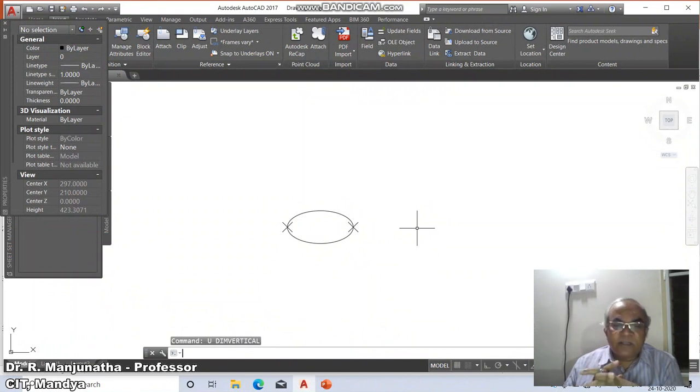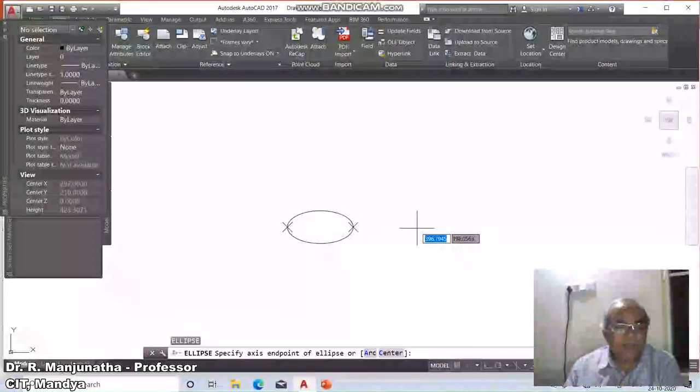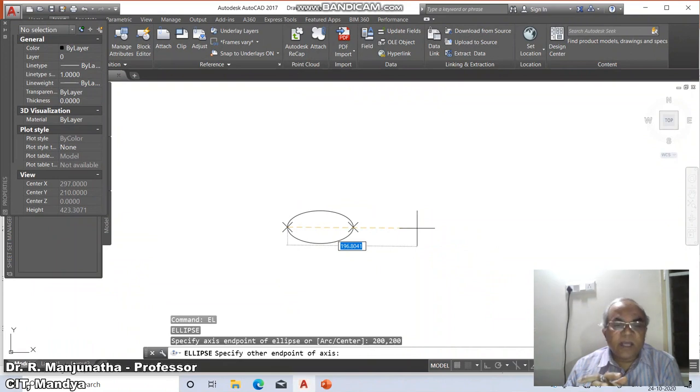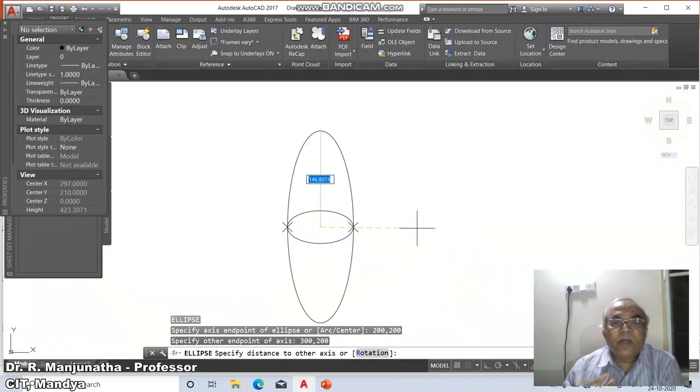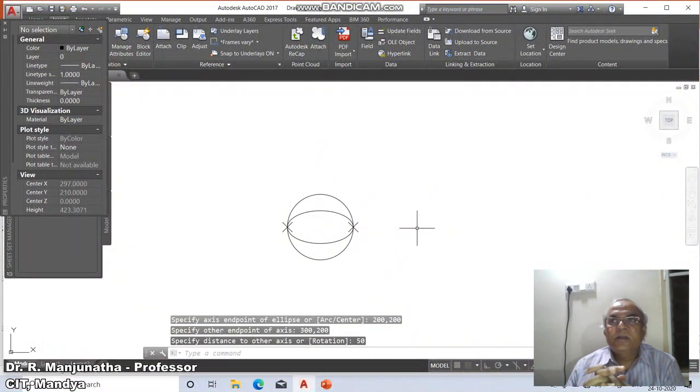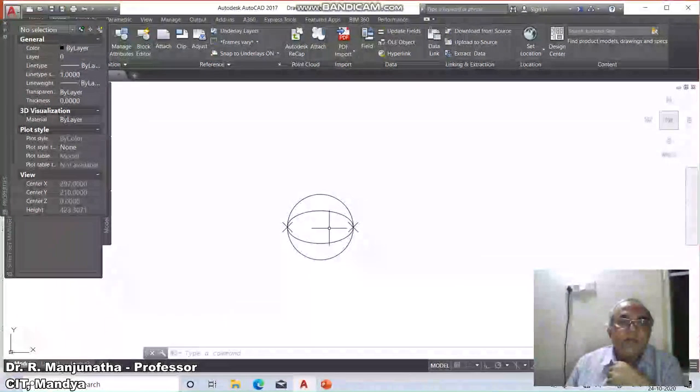But now, for example, if I say ellipse, and for the axis endpoint of the ellipse I consider 200, 200, and the other endpoint of the axis 300, 200, so we have the diameter of the one point of the diameter. Suppose I say the distance to the other axis is 50, what is it going to do? It is going to draw a circle. That is because this length is 100. So if I take this as the radius 50, the length of the major axis and the length of the minor axis become equal.